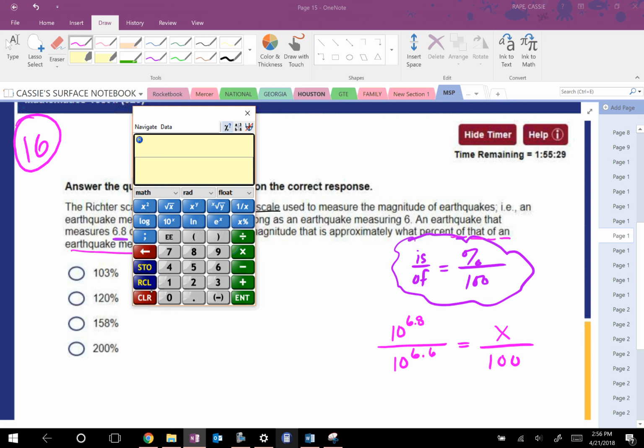So I'm going to type in 10 to the power of 6.8, enter. It's that huge number, 6 million whatever, times 100, enter, and I get 630 million whatever that is. And then I'm going to divide it by 10 to the power of 6.6, enter. Okay.